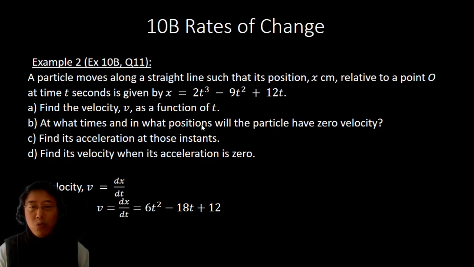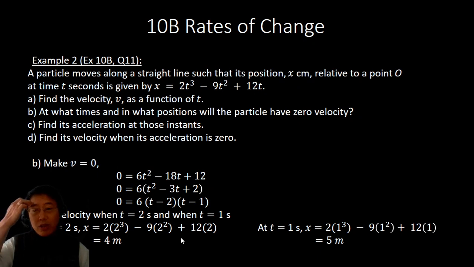B, at what time and in what position will the particle have zero velocity? So that expression that you have, you turn it into an equation, you make it equal 0. It's a quadratic equation, you factorize it whichever way. Here look for it using a cross product. If that method doesn't work, use the quadratic formula. There's also completing the square. That's more to find the turning point.